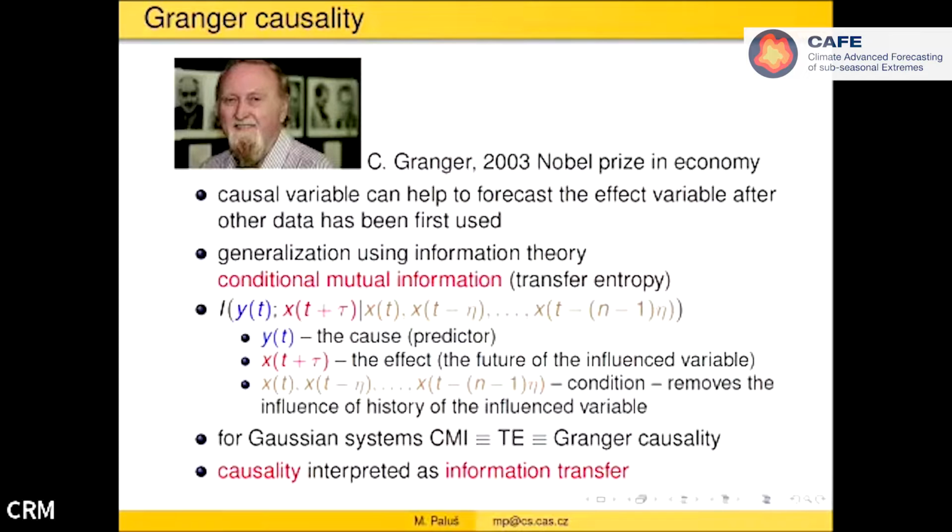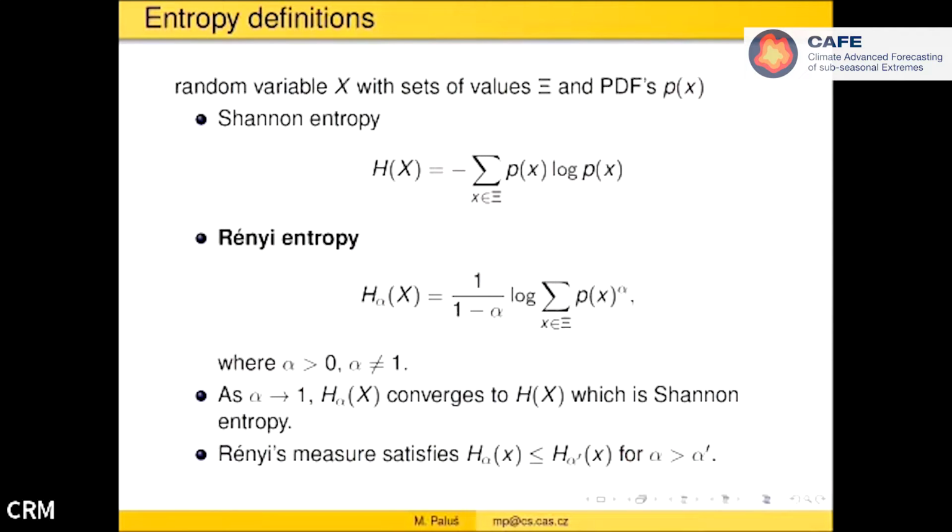This is why causality is many times interpreted as information transfer from the cause to the effect. And now, typically we work with Shannon entropy. I showed you how mutual information can be expressed in terms of entropies, and so this is the well-known definition of the Shannon entropy. But for systems which have non-normal distributions, especially distributions with heavy tails, some different entropy concepts were proposed.